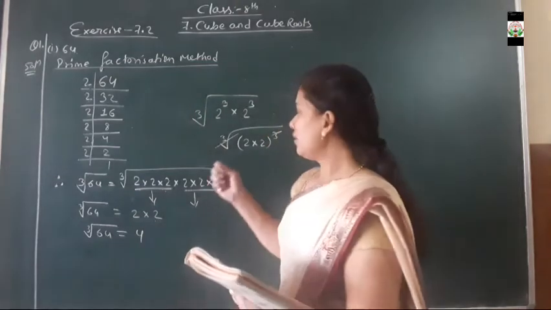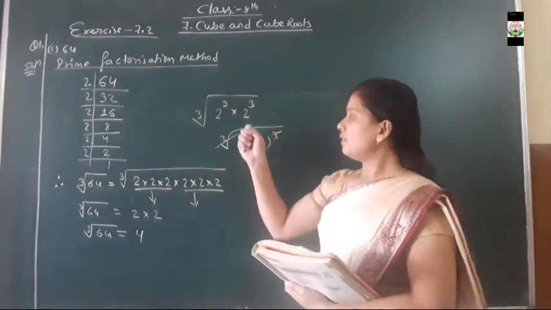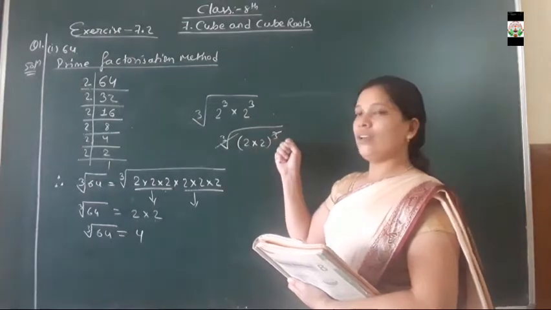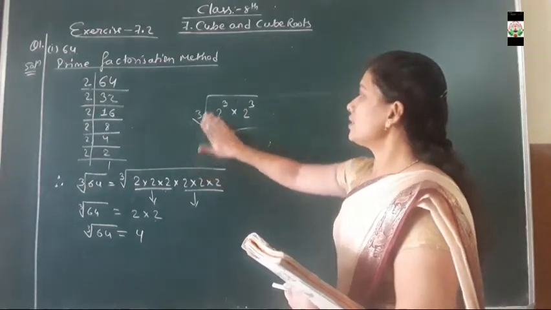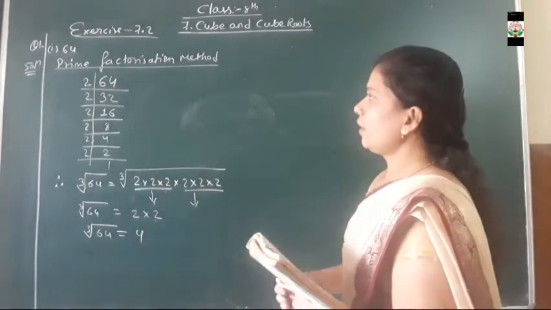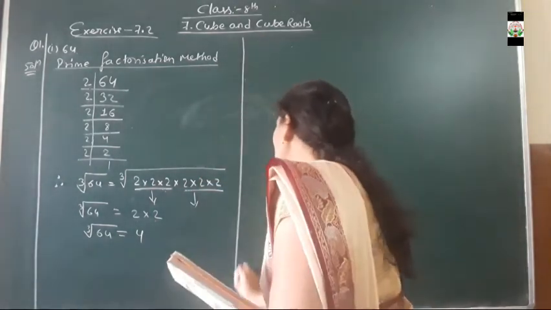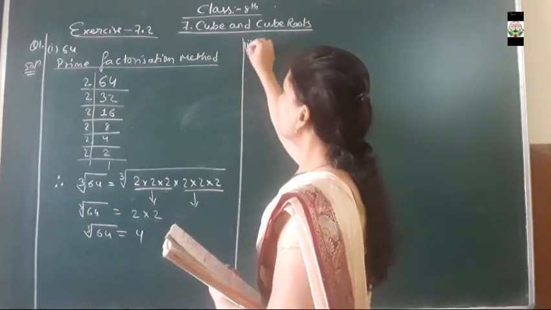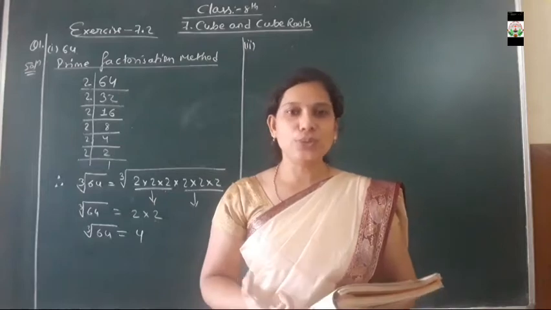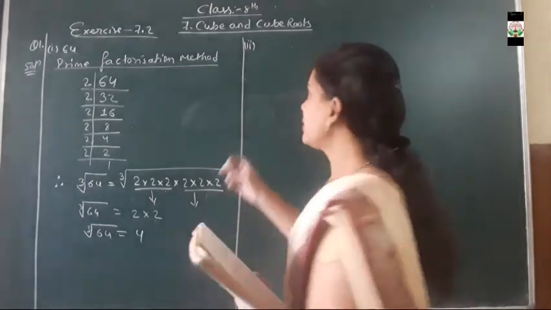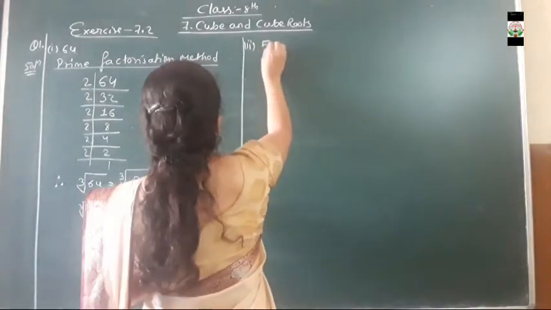Have you understood? You have to keep in mind that this grouping and the cubing will get cancelled with the cube root. Clear, everyone? Now moving towards the second part of the question. What is the number for the second part of the question? That is 512. Now we have to find the cube root of 512. Now let's see how to find the cube root of 512.